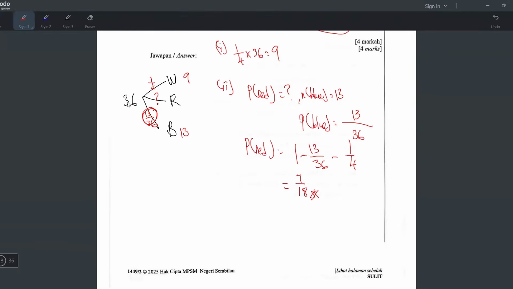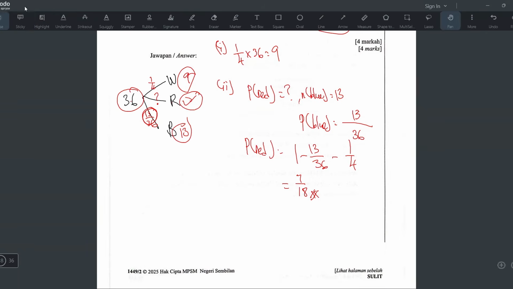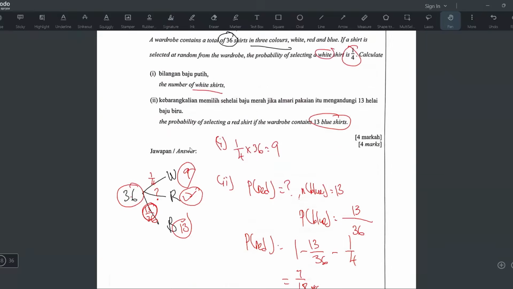Okay, there's another method to do it. Ya, ada lagi satu cara. You boleh juga ambil 36 minus 13 minus 9, dapatkan bilangan red dulu. After dapat bilangan red, baru ambil bilangan red bahagi 36 to get the probability red. Okay, if you do like that, you get same answer also lah. So boleh juga. Okay, sudah siap.